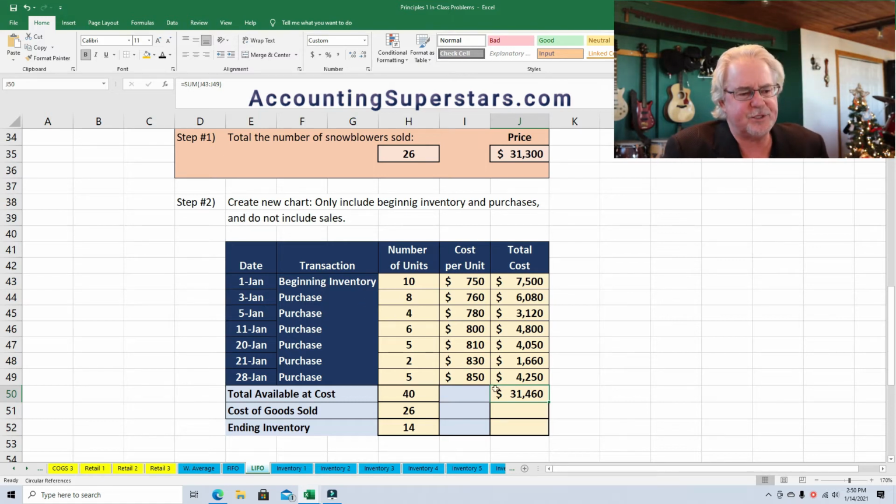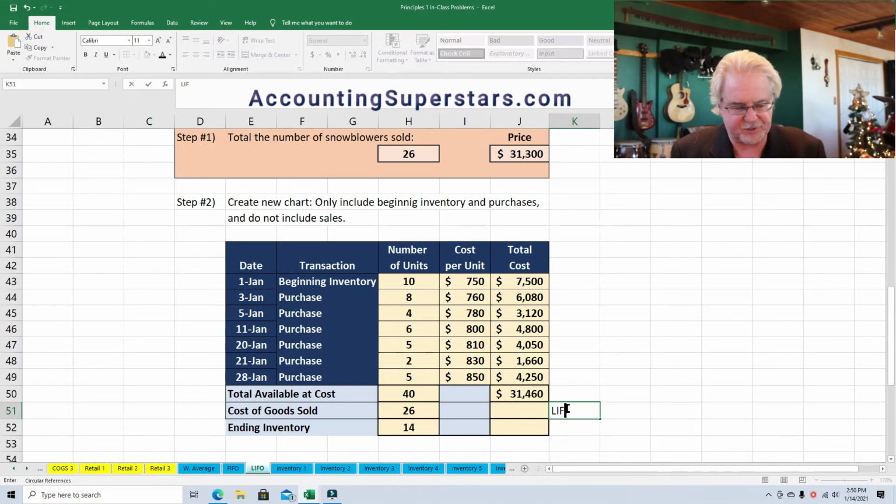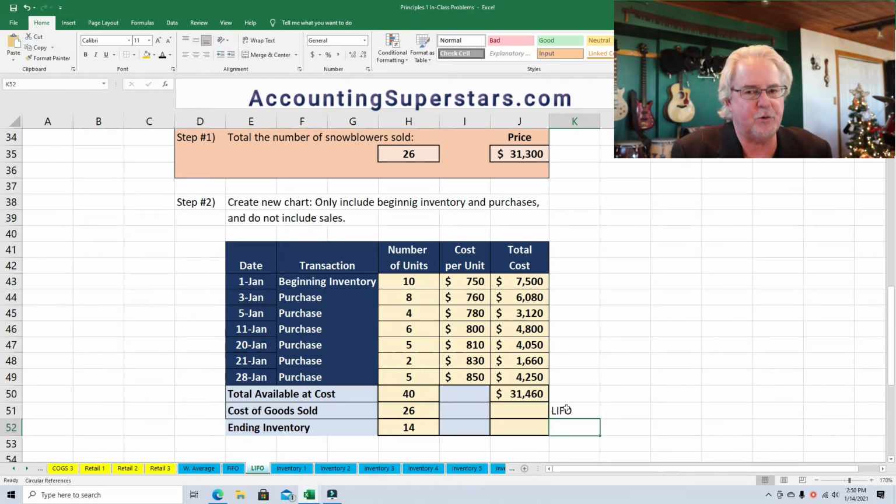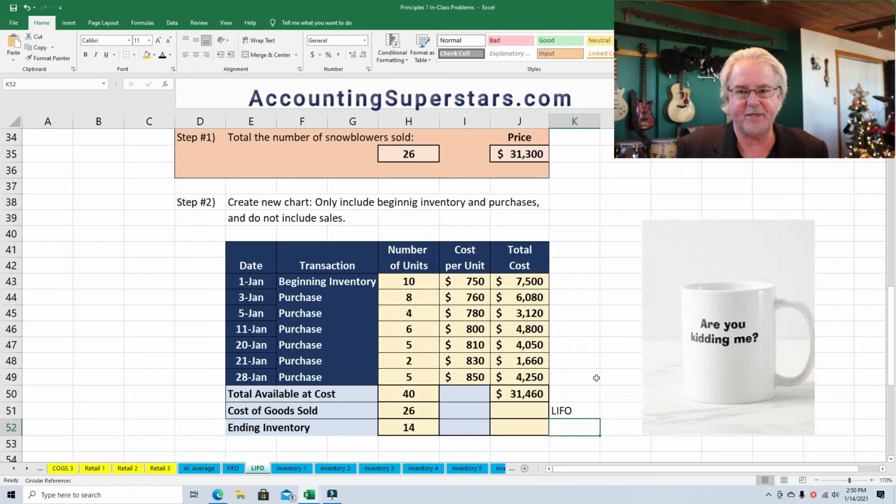Grand total. Now, the cost of goods sold, this is where things get tricky because we are using the last in, first out method. Last snowblower in is the first snowblower out. And you might say, well, why are we doing this? Why do we do last in, first out? What's that all about? Well, a long time ago, somebody figured out that if you use the last in, first out method to figure out your cost of goods sold and ending inventory, you might be able to save a significant amount of money in taxes. Now, your business isn't doing any better or worse, but you could save a lot of money in taxes.